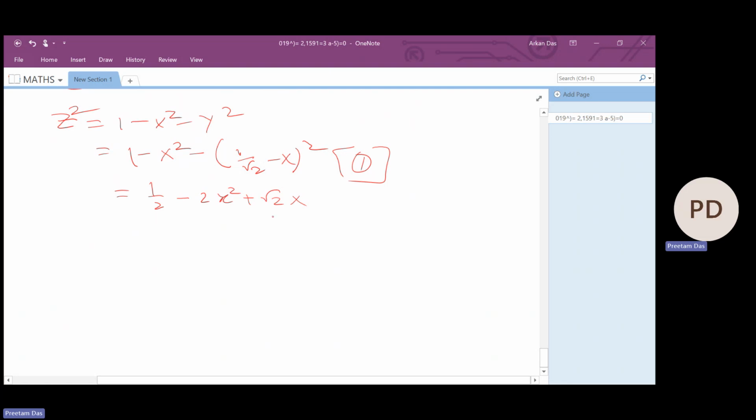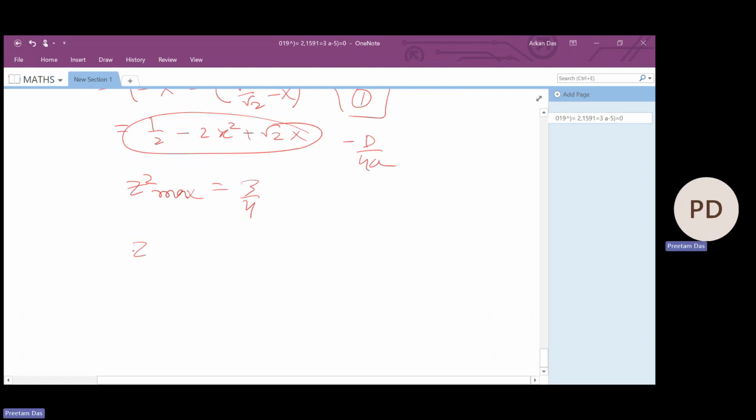This is a quadratic expression. Very easy to find the maximum minimum. What will be that? Minus d by 4a. So minus d by 4a, if you calculate, then you will get the maximum value of z square as 3 by 4. So what will be the maximum and minimum value of z? It will be plus minus root 3 over 2. Option B.